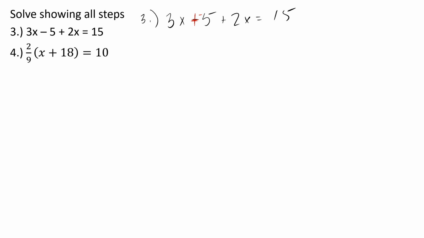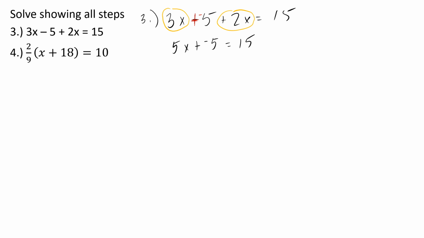Now on this problem, we actually have more than one x. We have a 3x and then we have a 2x. Those are like terms because the x's match. Typically, if I'm doing this in class, I will underline, circle, or use some colors to make that stand out. If I have 3 x's plus 2 x's, that gives me 5 x's. So we'll have 5x plus negative 5 is equal to 15.